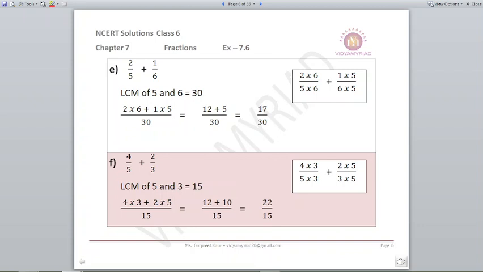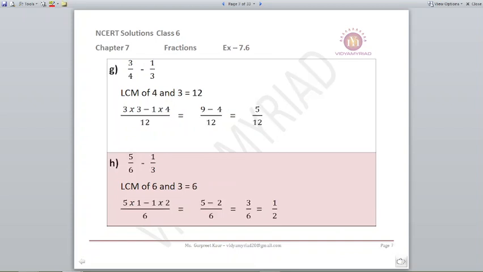The basic idea is we have to make that LCM the same denominator of our fractions. Whatever number you are multiplying in the denominator, the same number will be multiplied in the numerator. That is the only criteria. Just follow this and very easily you will be able to do it. So it is 4 into 3 plus 2 into 5 upon 15, which is equal to 12 plus 10 upon 15, which is 22 upon 15.